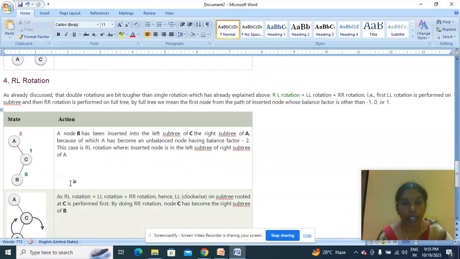These rotations are used to make a tree balanced. If the tree is in an imbalanced position, we can convert it into a balanced one. So this is about the AVL tree introduction and the four types of rotation.